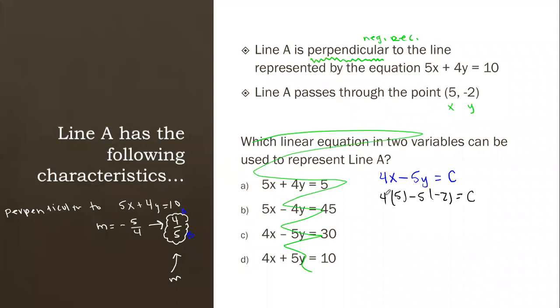Again, I would just put this in a calculator. 4 times 5 minus 5 times -2. 4 times 5 is 20. -5 times -2 is +10. So it's just like 20 plus 10. So 30 equals C. So my equation is 4x minus 5y equals 30.